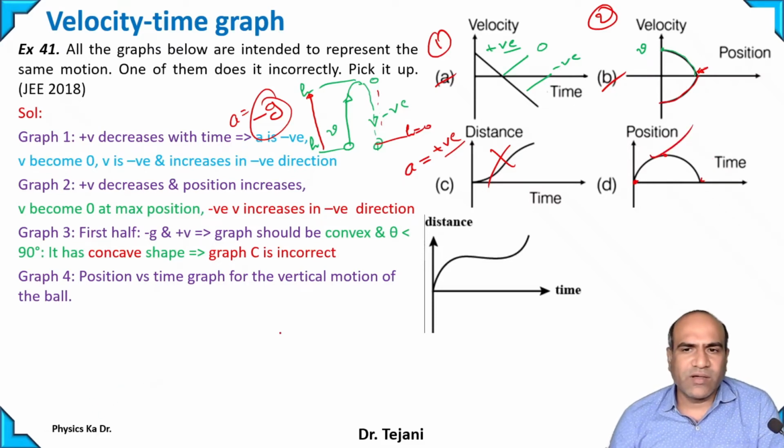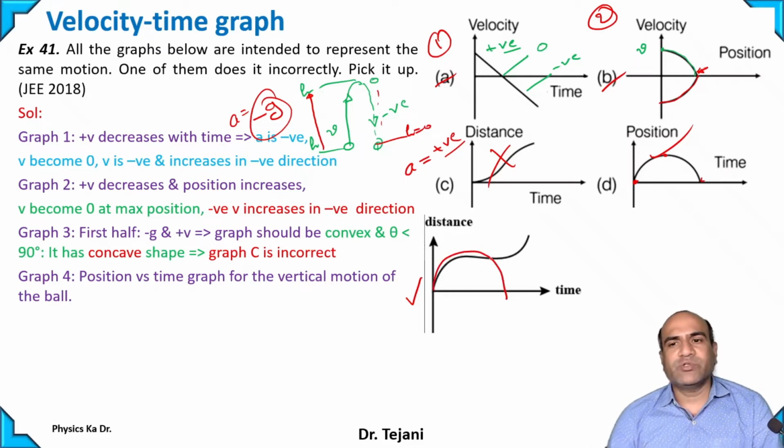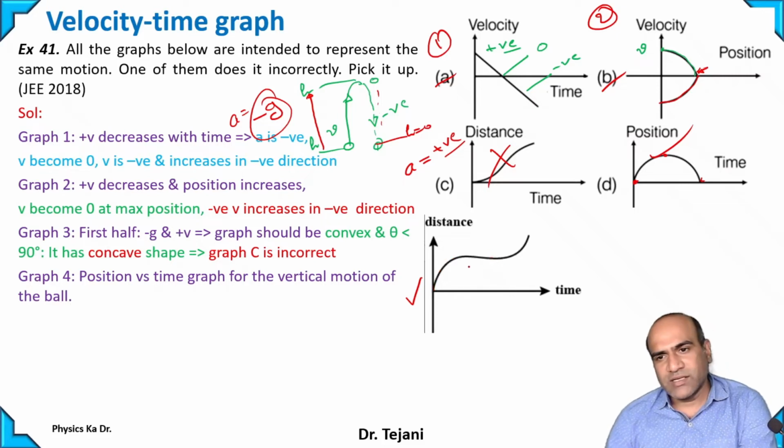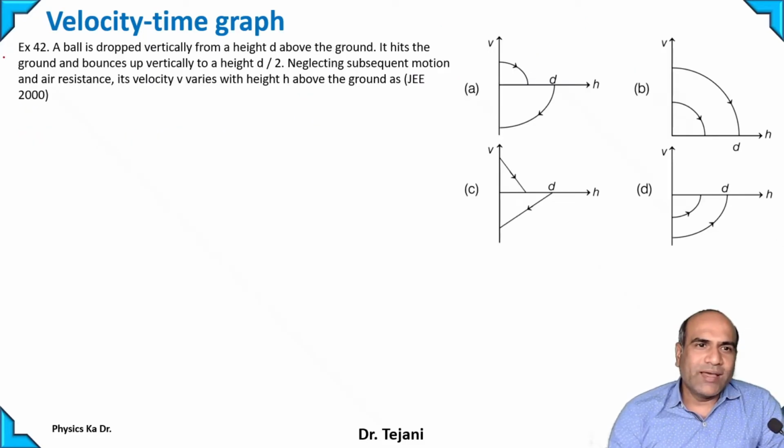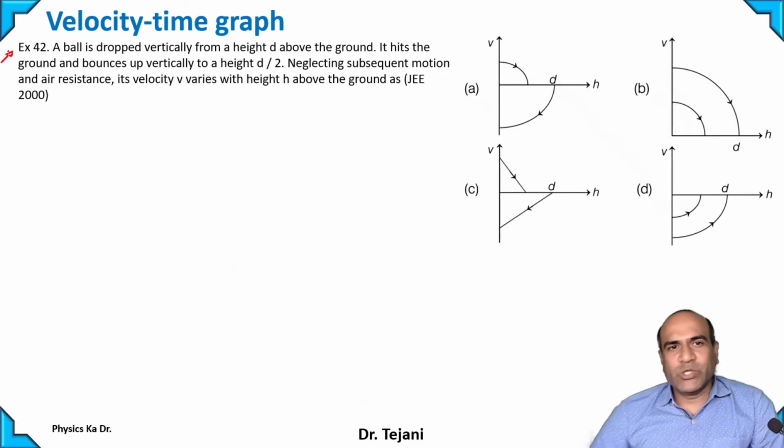Only C is wrong. And the correct graph should be here. See here, the correct graph is shown here. The initial shape should be like that. It should be convex. Then it can go with a concave shape. That is fine. So we have example number 42.